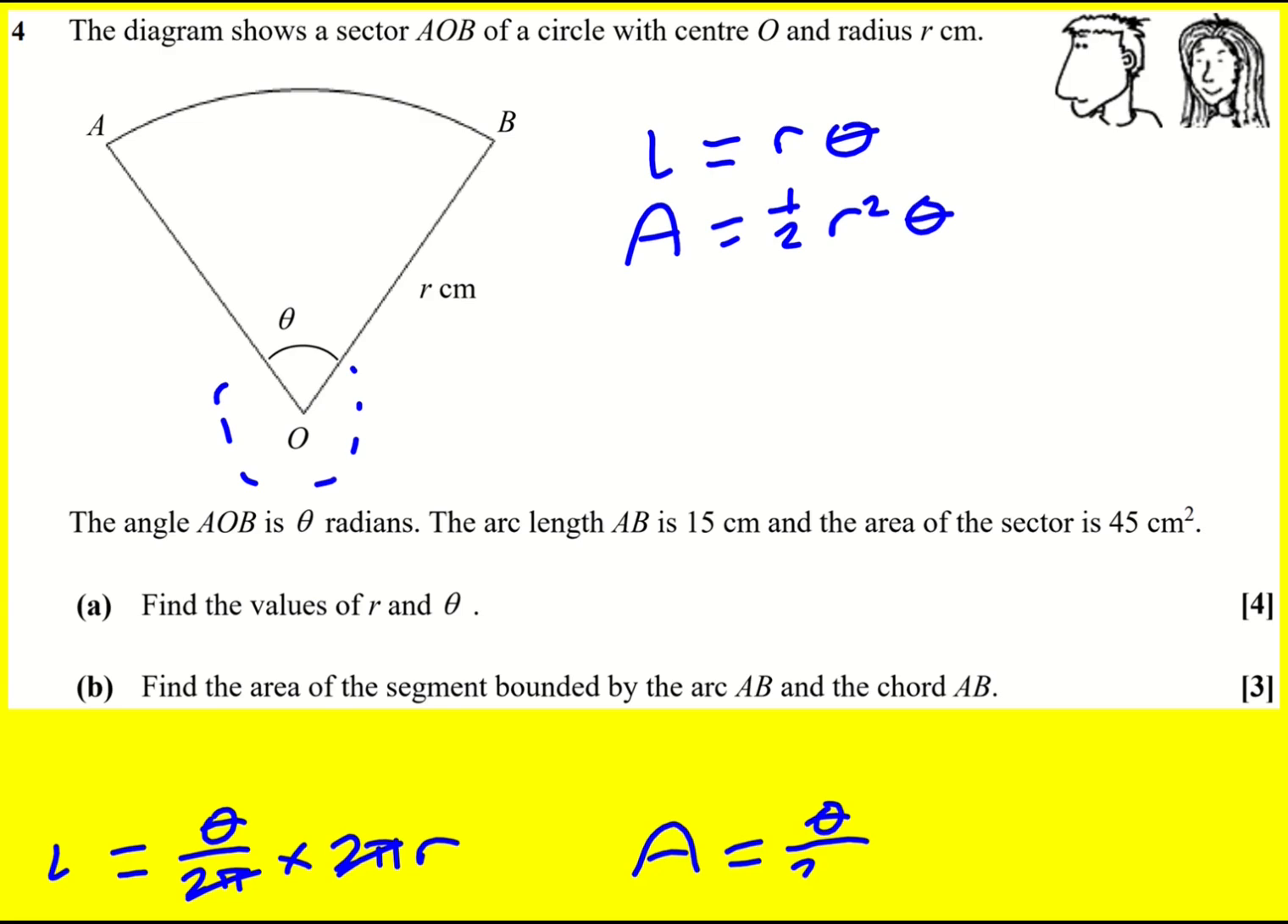And the same goes for the area. We've got theta over 2 pi, times that by pi r squared. This time it's just the pi's that cancel. We're left with a half theta r squared, or half r squared theta as I've written it here. So let's put these into practice.